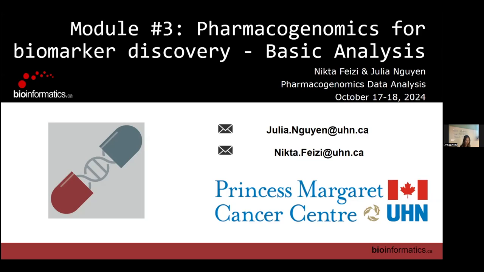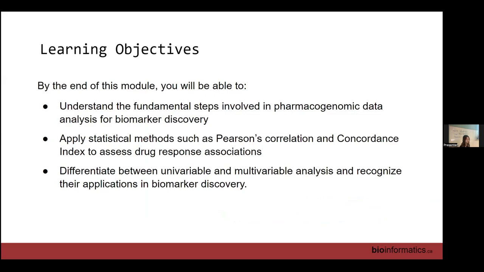But the learning objectives specifically for this module: first, to understand the fundamental steps involved in pharmacogenomic data analysis for biomarker discovery. Then we'll be applying statistical methods. We'll look over things like the Pearson's correlation, concordance index, a few other ones, different methods for assessing drug response associations. And then the last is to differentiate between a univariate analysis and a multivariate analysis. Ben did cover this briefly in the first lecture, but we're going to go into more details and also recognize the applications in biomarker discovery.